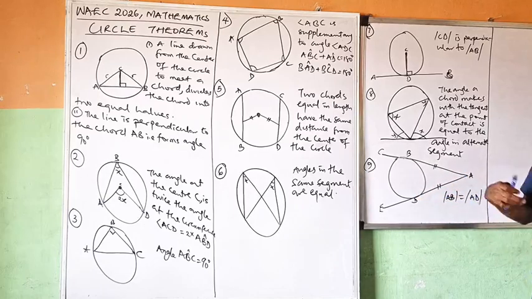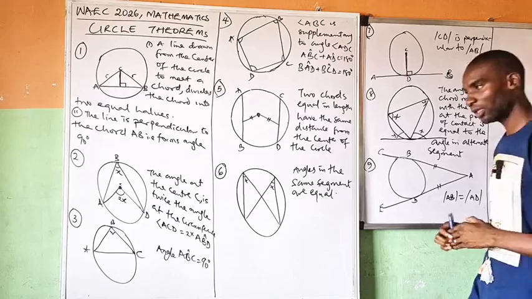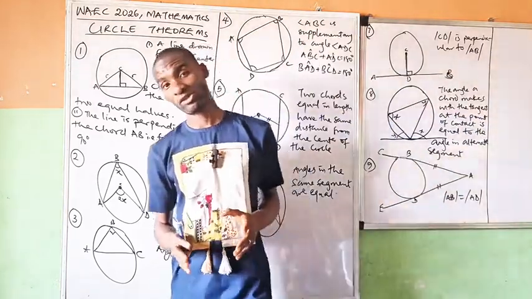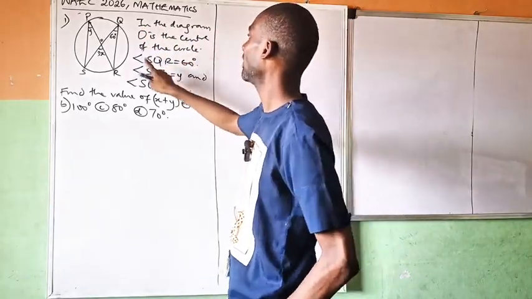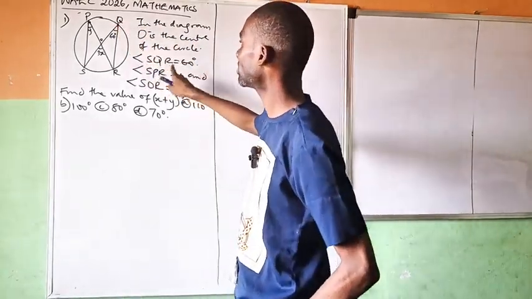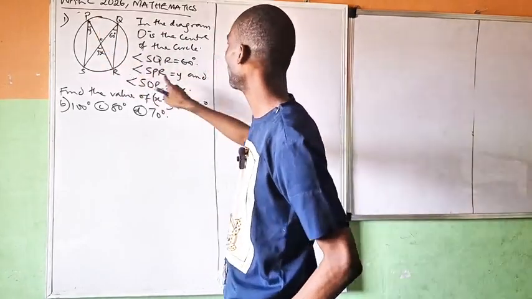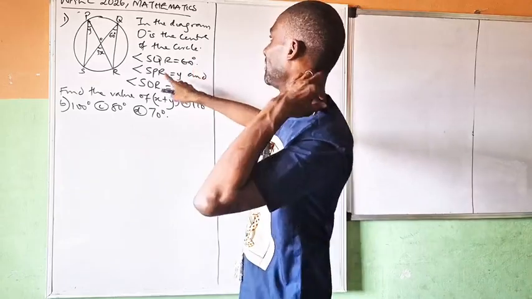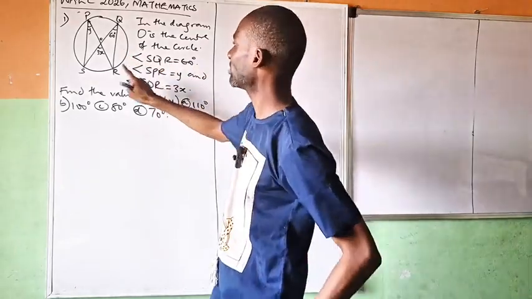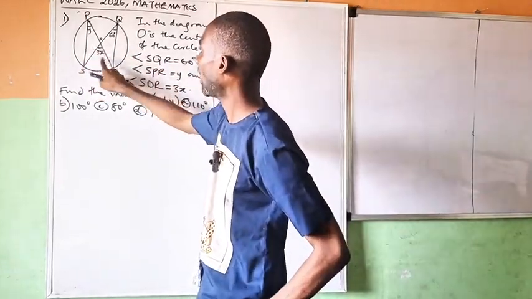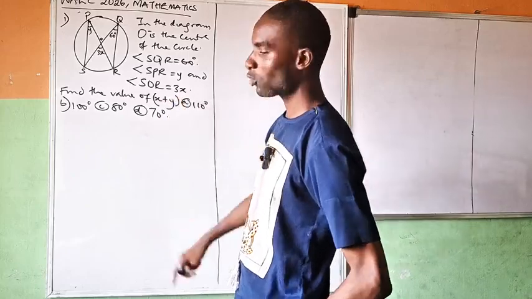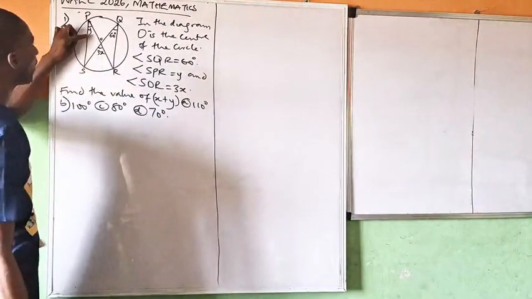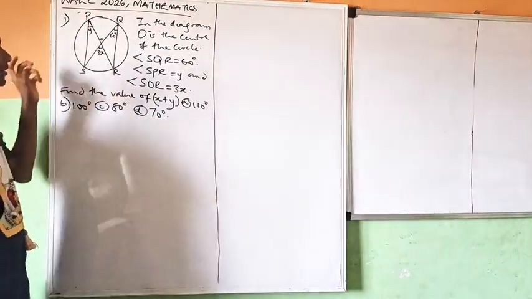Now let's try some examples to see how we can apply the theorems that we have discussed so far. In the diagram, O is the center of the circle, angle SQR is 60 degrees, angle SPR is y, and angle SOR is 3x. So find the value of x plus y. We have to find the value of y and x and then add them together.